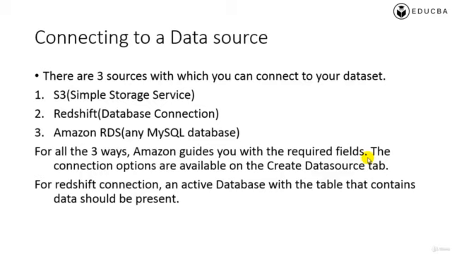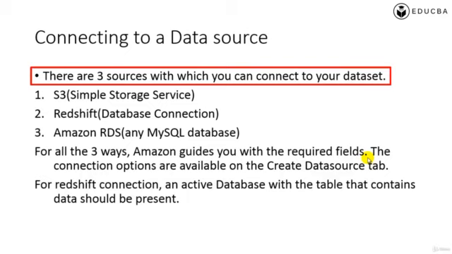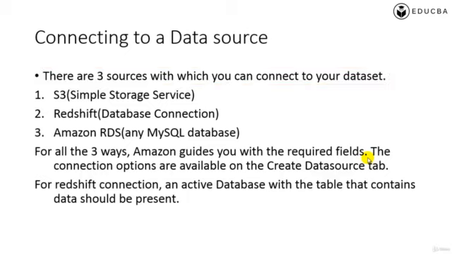Now we will see how we can connect to a data source for reading our data. There are three ways in which this can be done. First is connecting to Amazon's storage service S3, which will hold your raw CSV files. Second is Redshift, which is the data warehouse service in the cloud. You can fetch your data using a Redshift query.